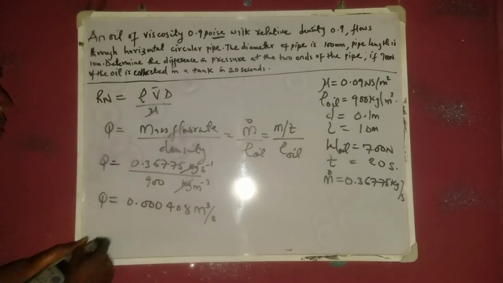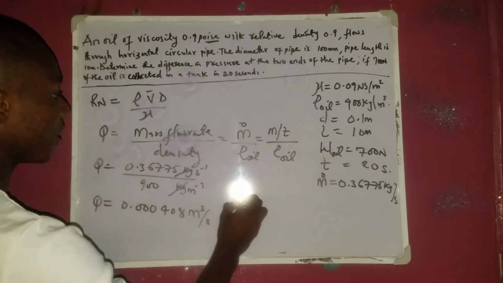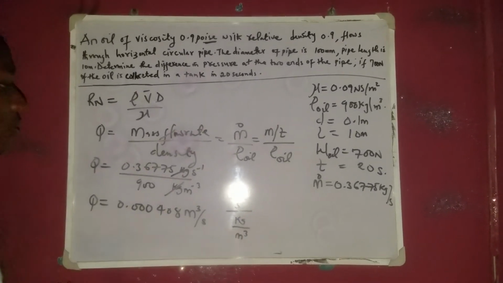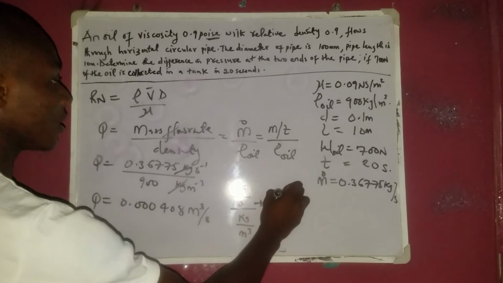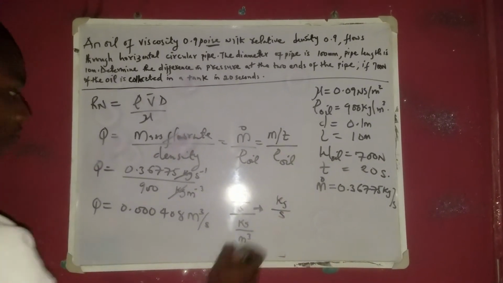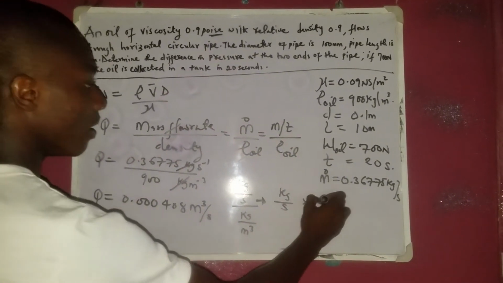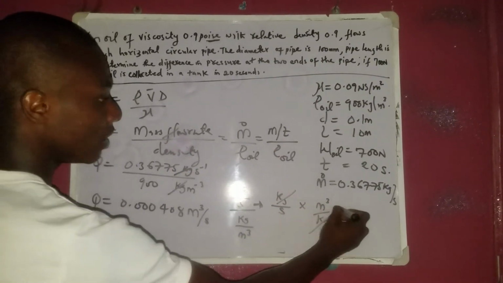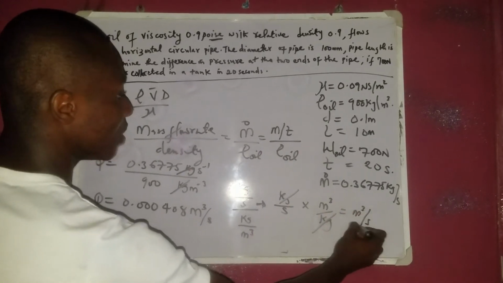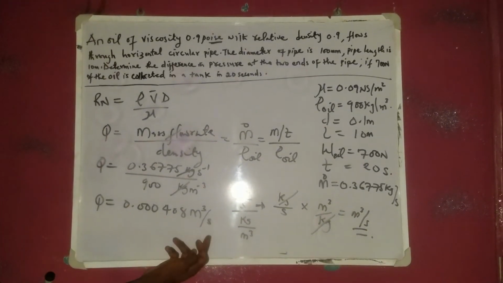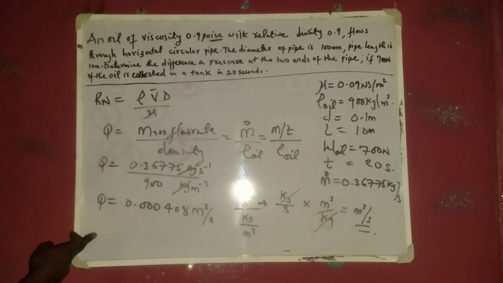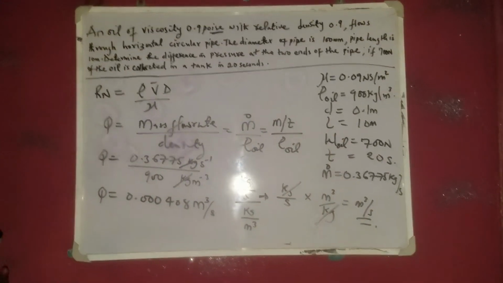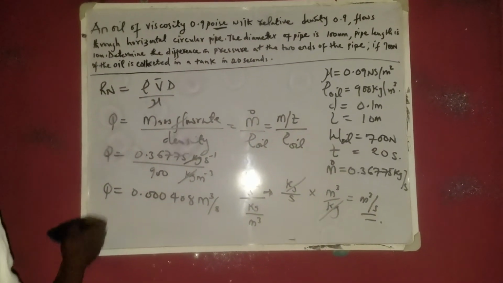How? Look at the units here. We had kilogram per second divided by kilogram per meter cube, right? So this will give us kilogram per second multiplied by meter cube per what? Kilogram. So that this goes, and then this is equal to meter cube per what? Second. So that was how we got meter cube per second as a unit of discharge, right? Alright, so now that we have this discharge, we will now look for our mean velocity.